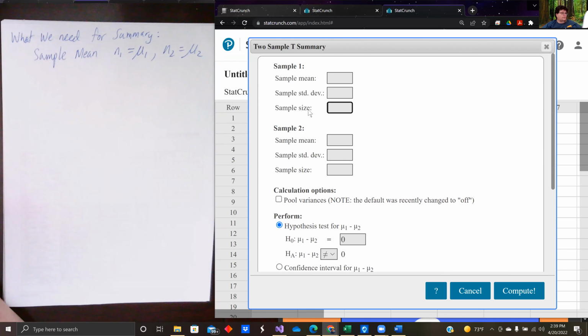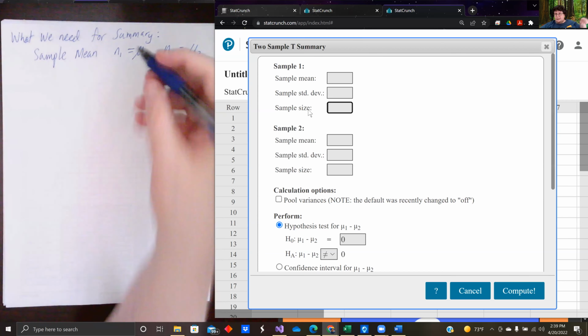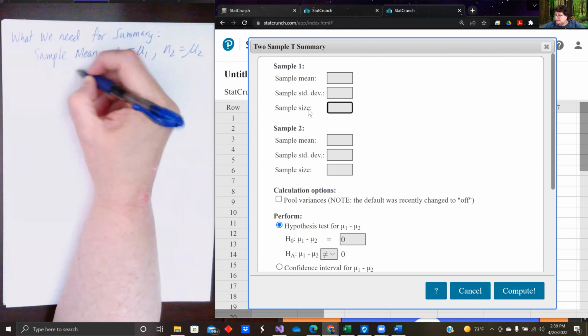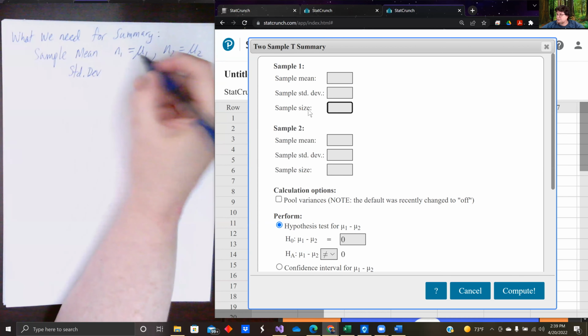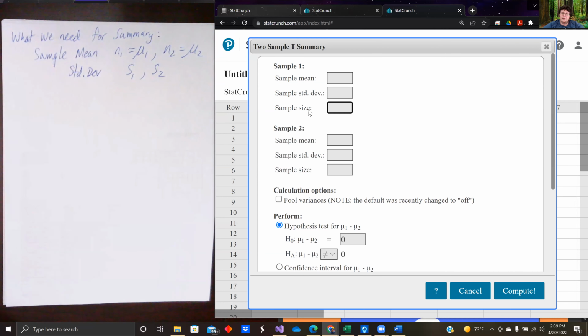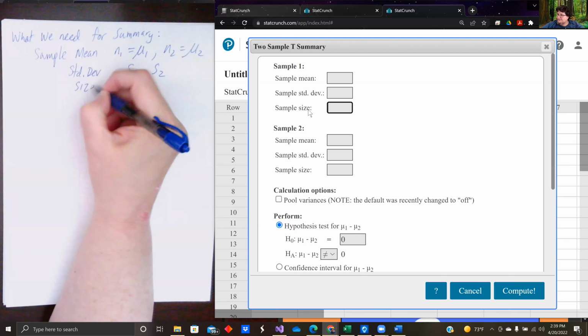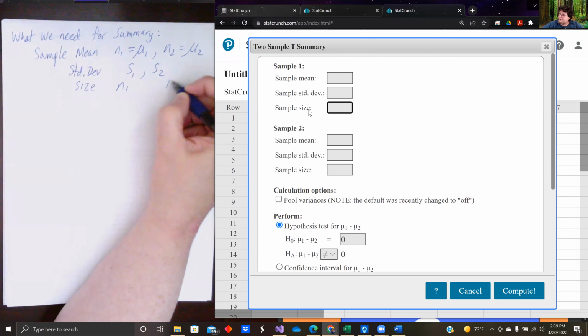What else we got? We got sample standard deviation, which for a sample is S. So we need an S1 and an S2. And we need the sample size, which I already listed up above, the N1 and N2.